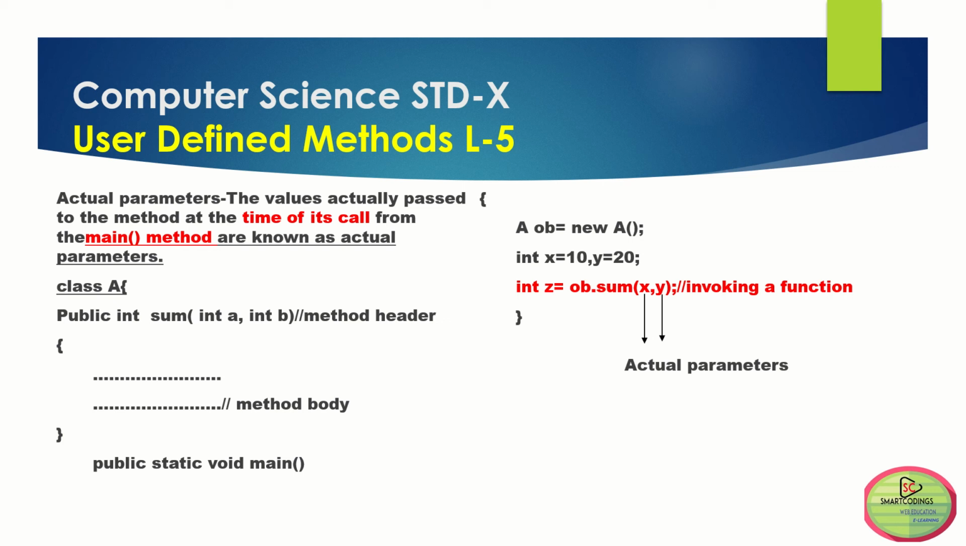So when this line is executed, the actual parameters are passed here. The actual parameters are x and y at the time of its call. Which method am I calling? The sum method. At the time of the method call, in this line, the parameters passed are actual parameters, but in the method header, the parameters written are called formal parameters.